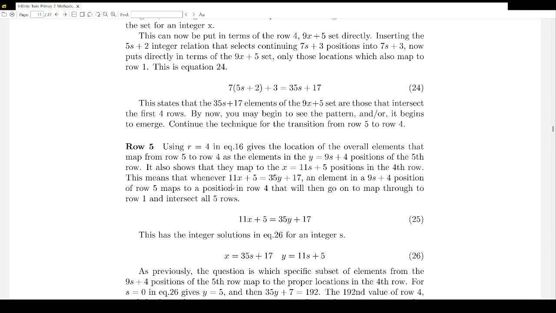So now, whenever that 11x plus 5, this part, represents this part, is equal to that thing that we just built up, because we have to continue our pattern, that an element in a 9s plus 4 position of row 5 will map to a position in row 4 that will then go on to map through to row 1, because we've already shown that all these other ones go back to row 1. So we're just adding the next part of the chain here, and then we're going to try to look for a pattern in these outputs that we're generating, which will become clear, where we don't have to just sit here and try to calculate all these values. We can figure out the pattern for them.